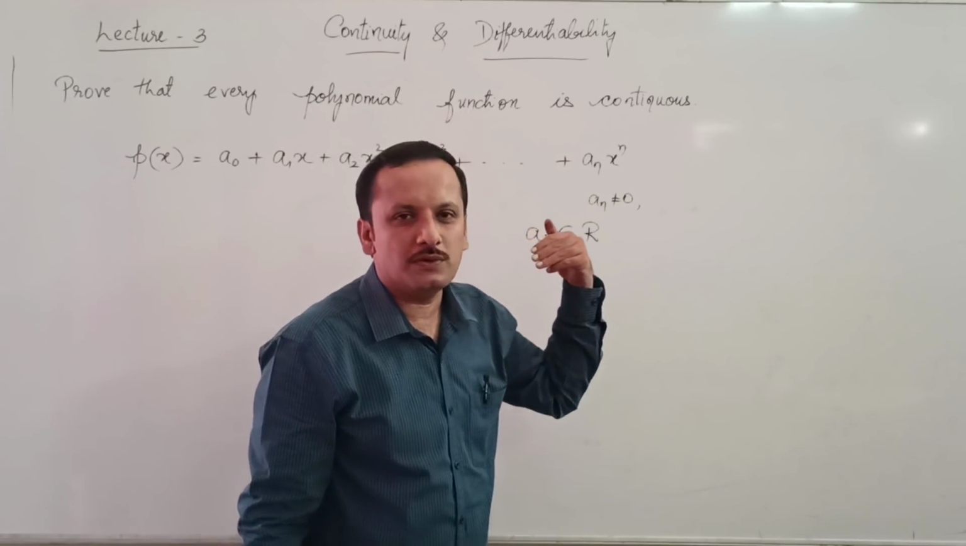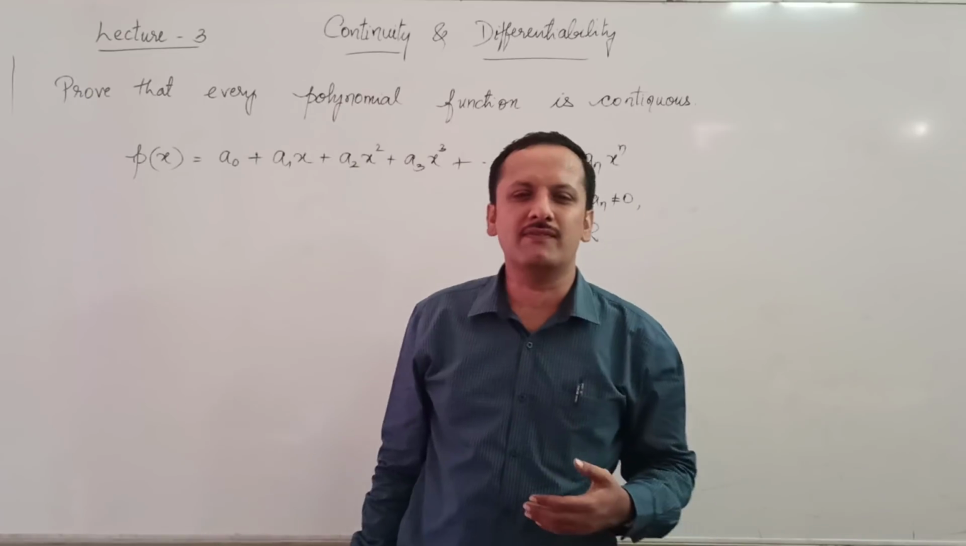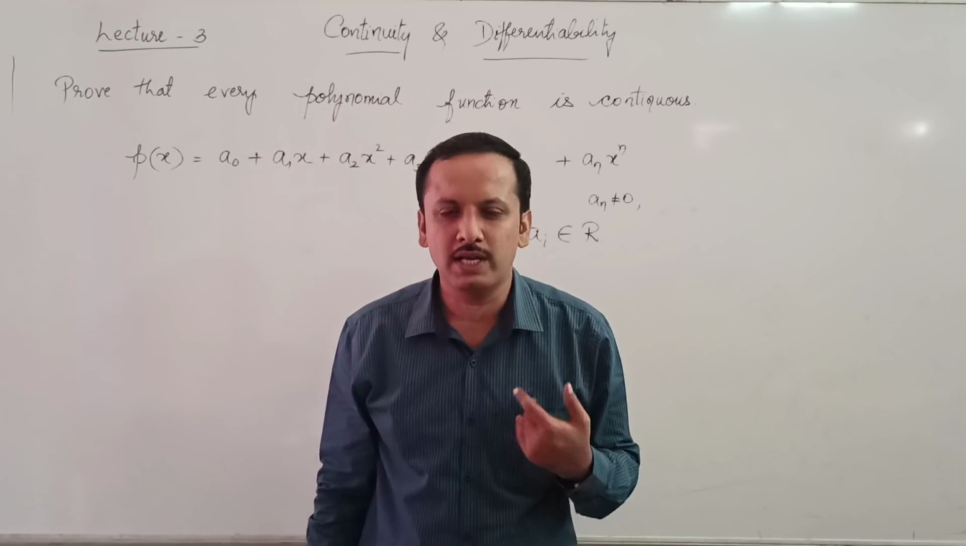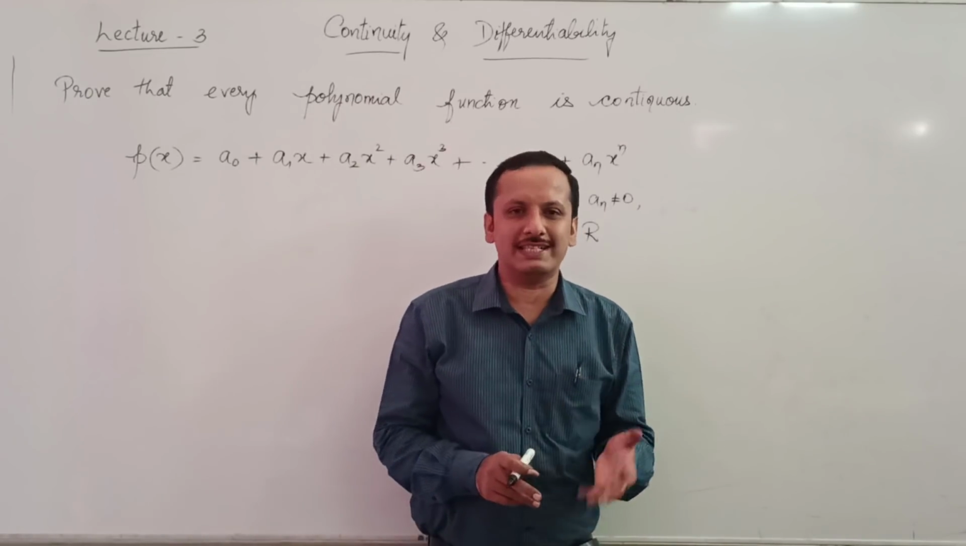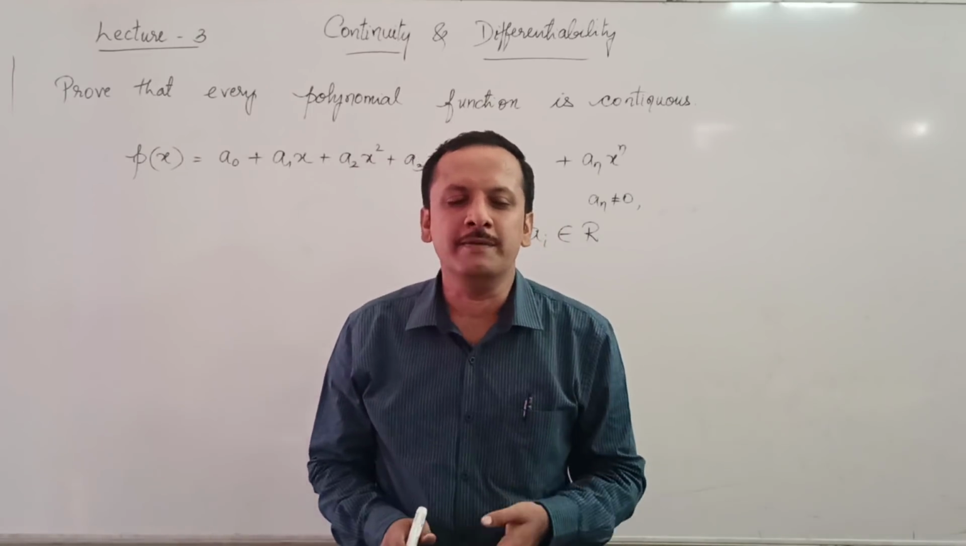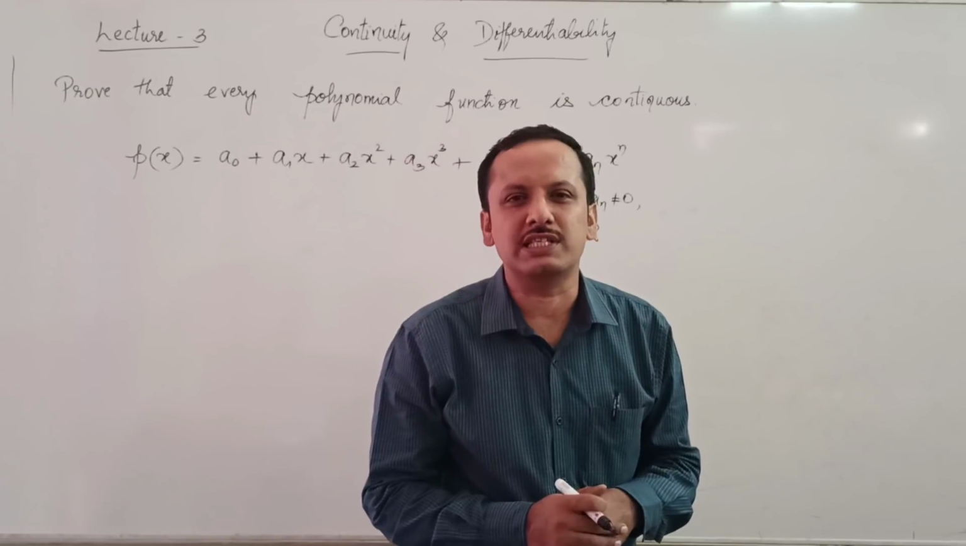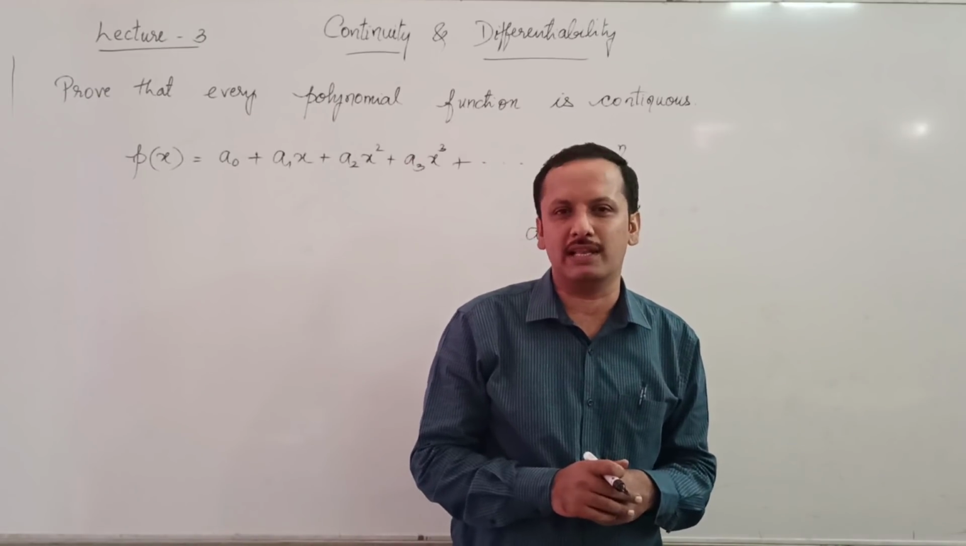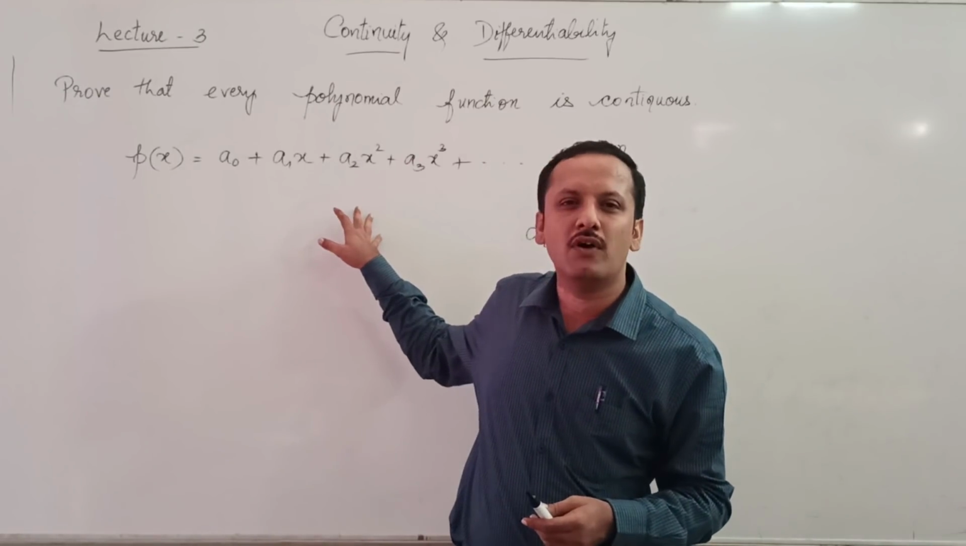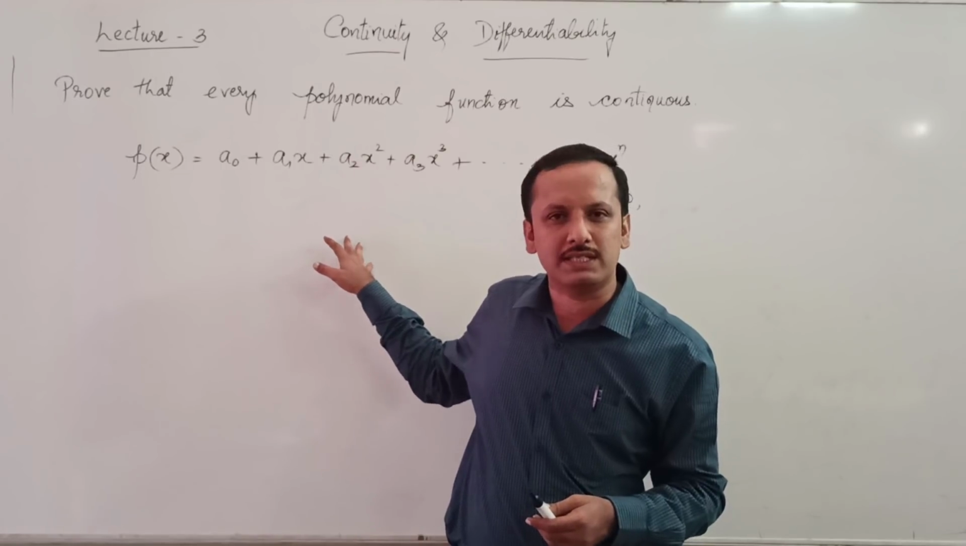Now we have to prove that this polynomial function is continuous. Okay, so where is it continuous? First let us say what is the domain of this function. The domain of this function is the set of all real numbers. This function is defined for all real values of x.